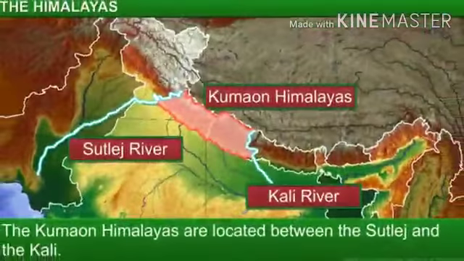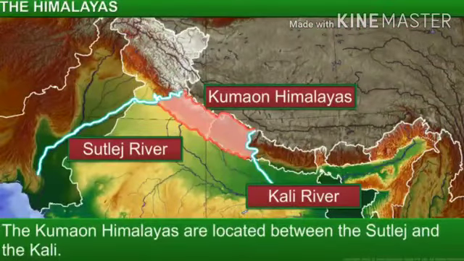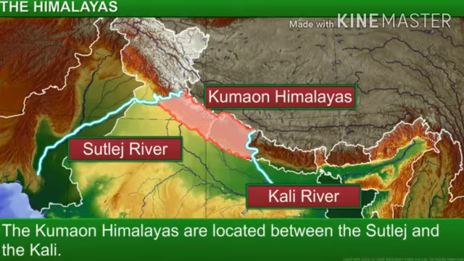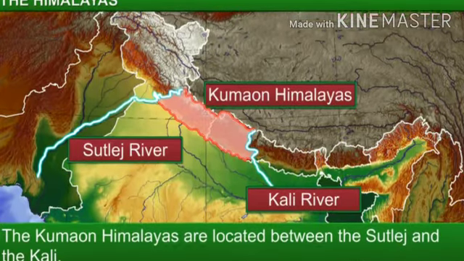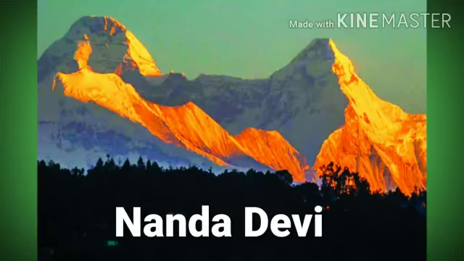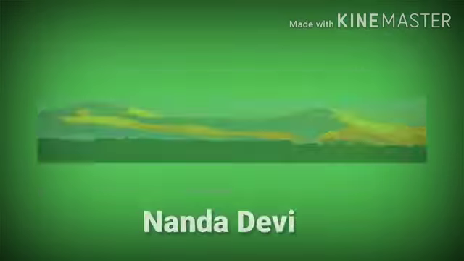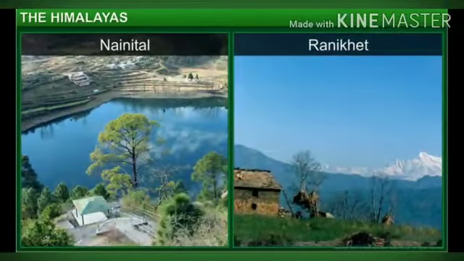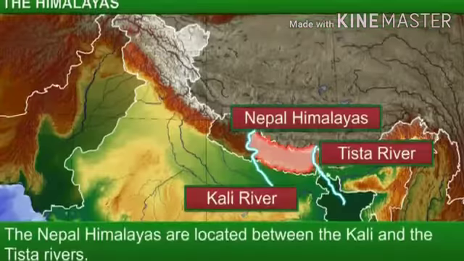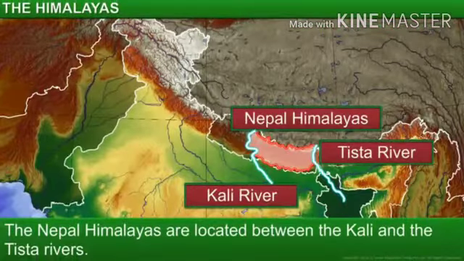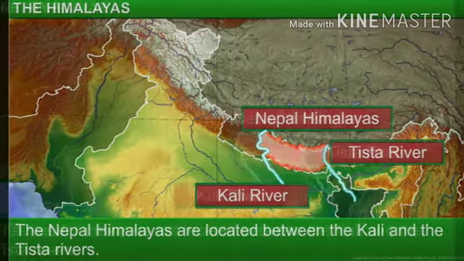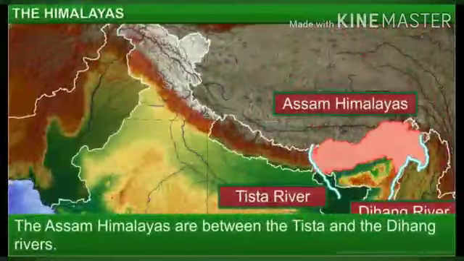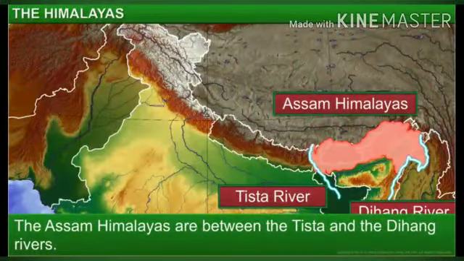The Kumaon Himalaya is the name used regionally for the portion between the Satluj and Kali rivers. Nanda Devi is the highest peak. The hill stations Nainital and Ranikhet are all located in the Kumaon region. Similarly, the area that lies between the Kali and the Tista river is known as Nepal Himalaya. The Assam Himalaya refers to the region between the Tista and Dihang rivers.